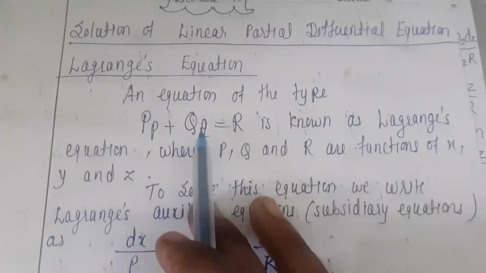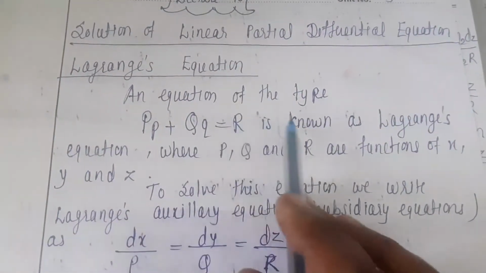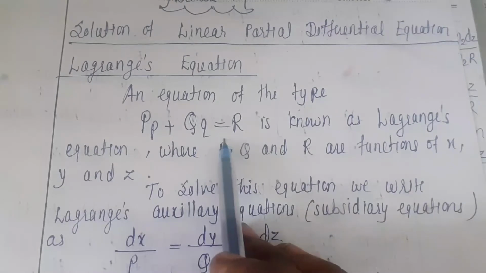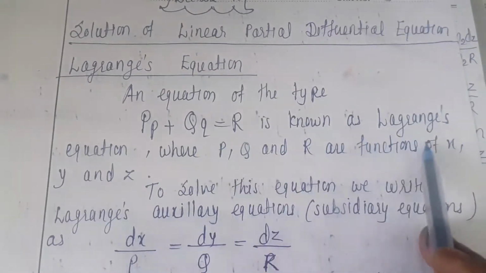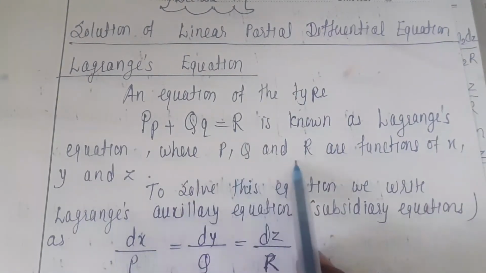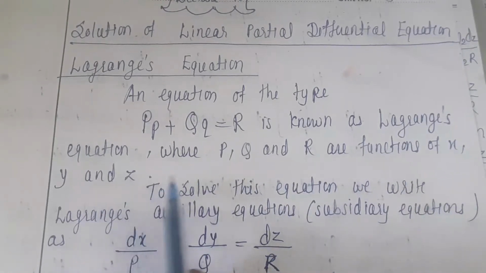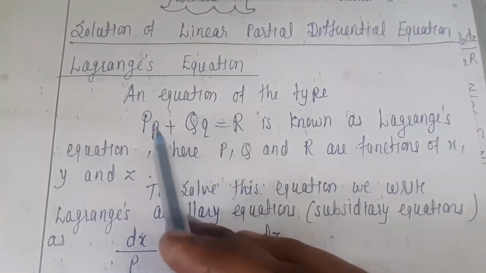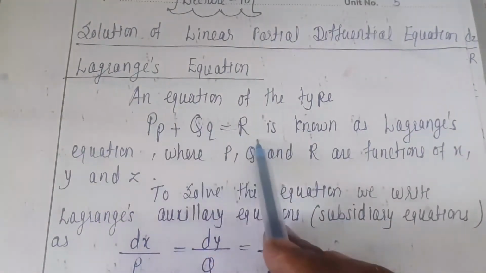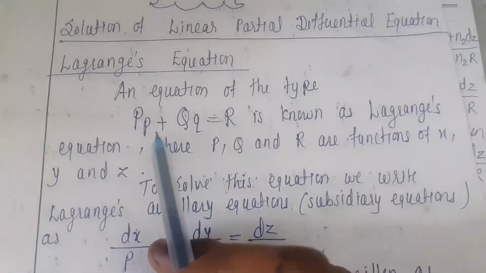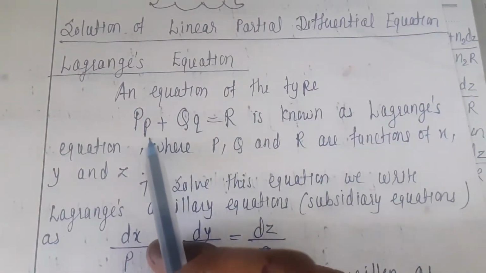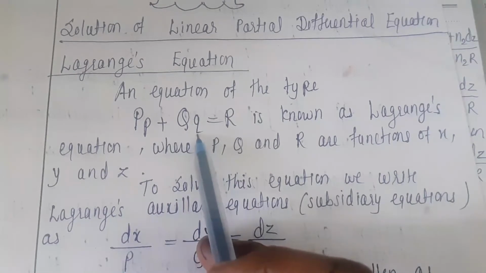equation. So see, an equation of the type Pp plus Qq is equal to R is known as Lagrange's equation, where capital P, capital Q and capital R are functions of x, y, z. You know what is small p? It is del z by del x. Small q is del z by del y.